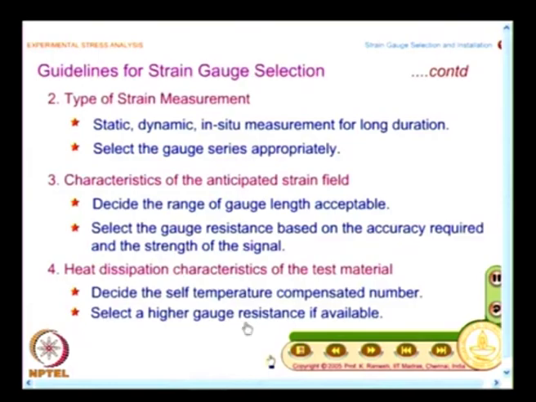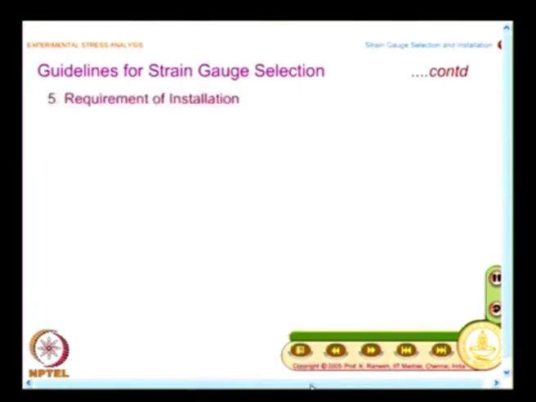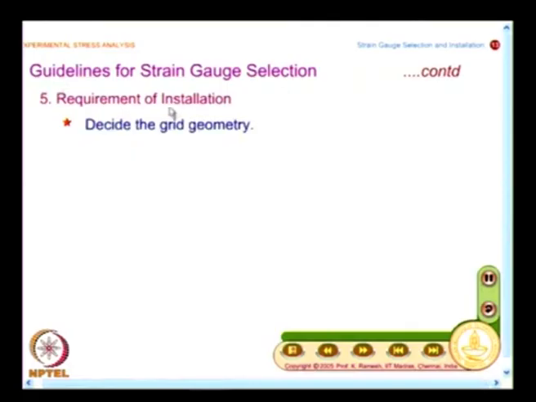So, what we have looked at is, first decide the number of strain gauges you need, then decide whether you want to do static, dynamic or in situ measurements, then look at the characteristics of the anticipated strain field, look at what gauge length is appropriate. This gives you some indication on the gauge resistance possible, then address the issue of heat dissipation, which helps you to determine the self temperature compensated number, and you will also have to look at requirement of installation.